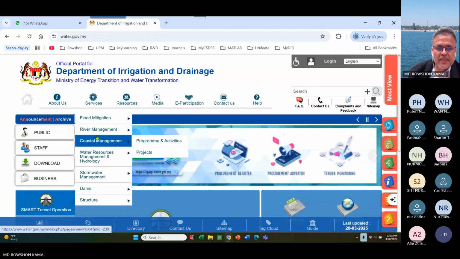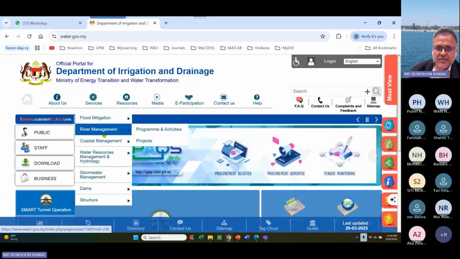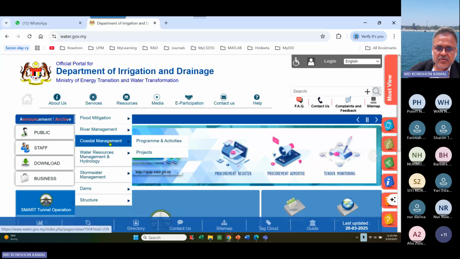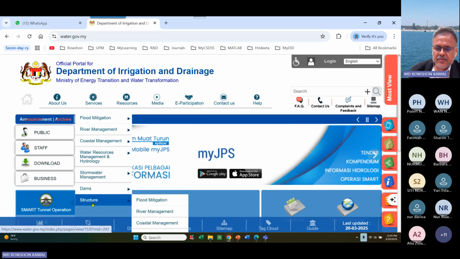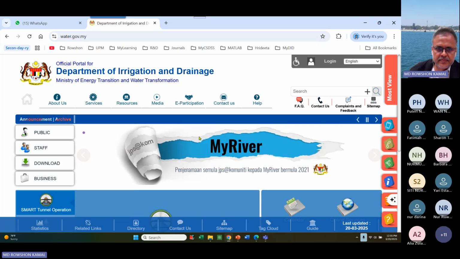Yes. You can work anywhere: flood mitigation, river management, coastal management, water resource, stormwater, dam, structures, everywhere. This is hydrology. Okay. Also hydraulics, both.